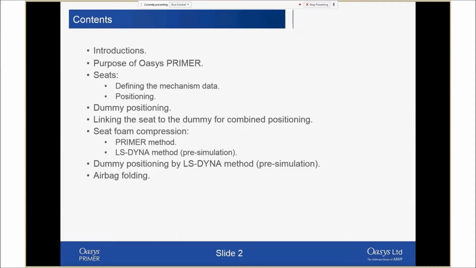We'll talk about how you can create mechanism data within Primer that can be used to position seats. Talk about how you can position seats in various different ways. Then move on to dummy positioning, the various different tools that you can use to position dummies and so on. And also looking at how you can link a seat to a dummy for combined positioning.